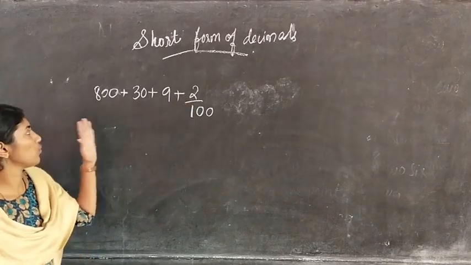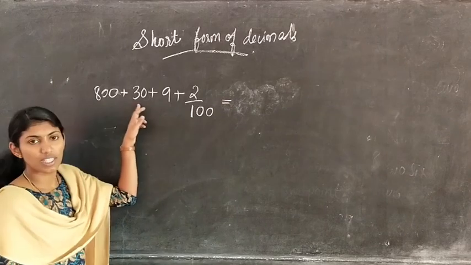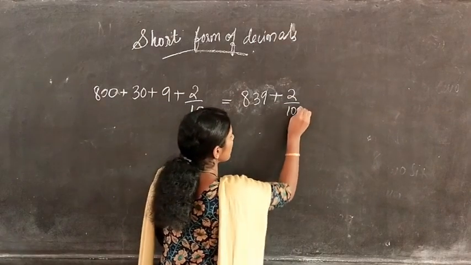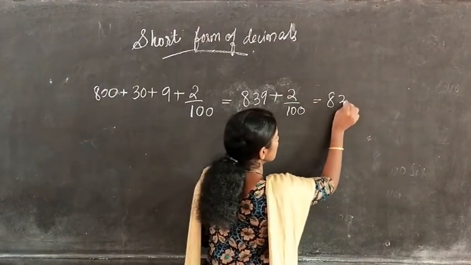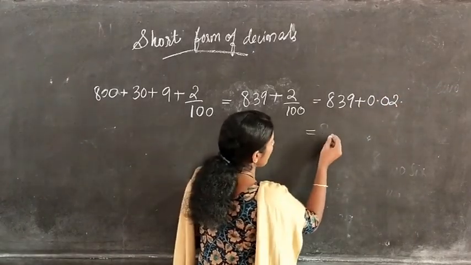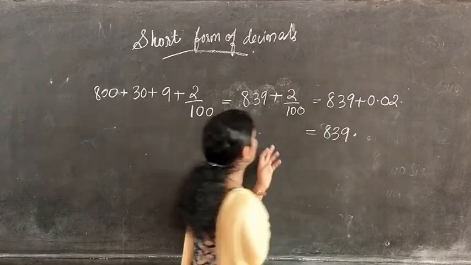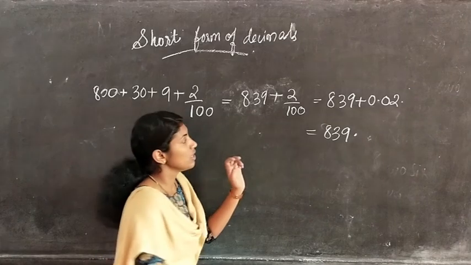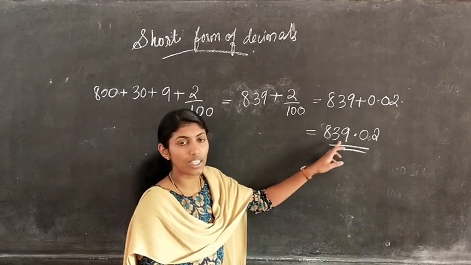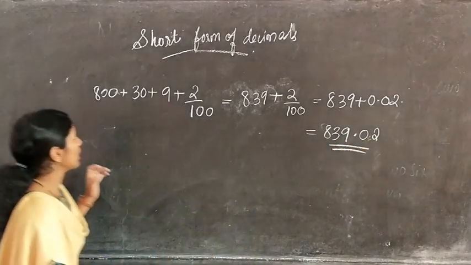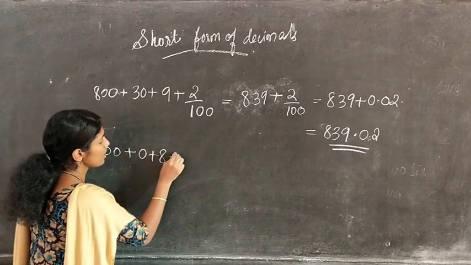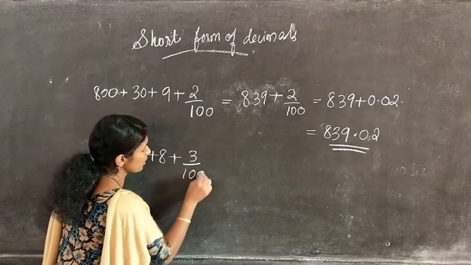So we have to write the short form. That means 800 plus 30 plus 9 is 839 plus 2 by 100. This 2 by 100 can be written as 0.02. Then we can write the short form as 839 point. Here in 1/10th place there is no number, so we have to put 0, then 2. And the short form is 839.02.